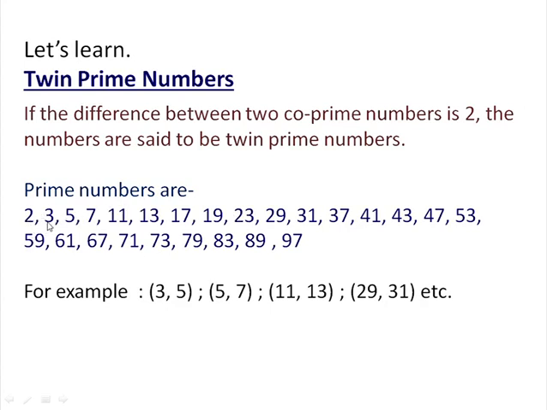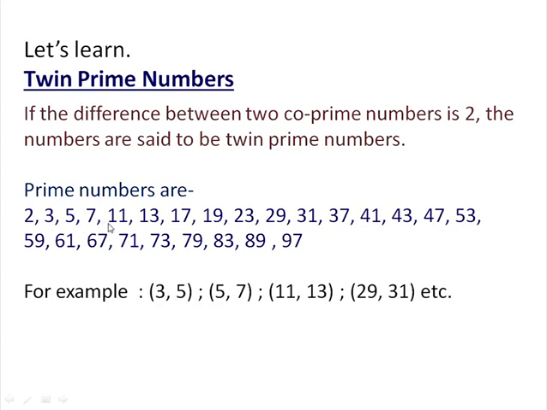Here, if you look at the list of prime numbers, we will see which two prime numbers are twin prime numbers. The difference between 2 and 3 is 1. Therefore, 2 and 3 are not twin prime numbers. But if you look at 3 and 5, the difference between 3 and 5 is 2. Hence, you can say 3 and 5 are twin prime numbers. Then if you look at 5 and 7, the difference between them is 2. Hence, 5 and 7 are twin prime numbers.